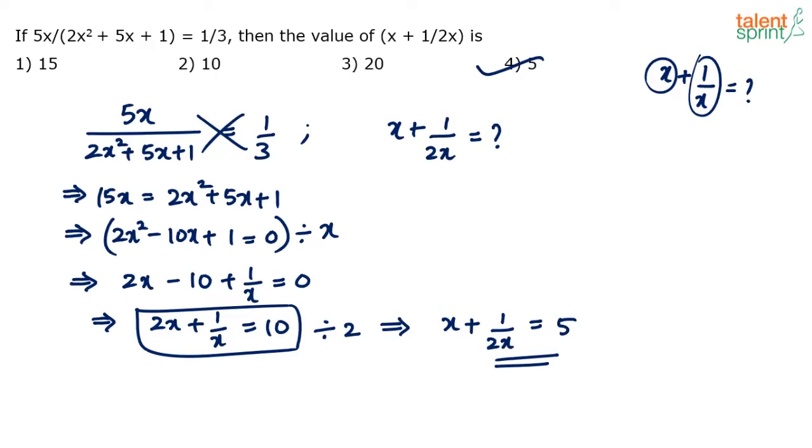I'm sure all of you have got it. Monica says I'm getting x plus 1 by x equals 5. You would not get x plus 1 by x equals 5, right? We have got 2x plus 1 by x equals 10.